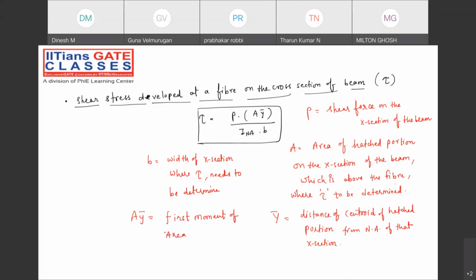We will discuss it with one example. With that example, believe me, each and every term will be clear. The first moment of area of the hatched portion about the neutral axis of that cross section. Whatever cross section we are talking about, the first moment of area about the neutral axis of that particular cross section. So please note down, these are the important formulas. If you want to calculate the shear stress, this is the formula, my dear friend.